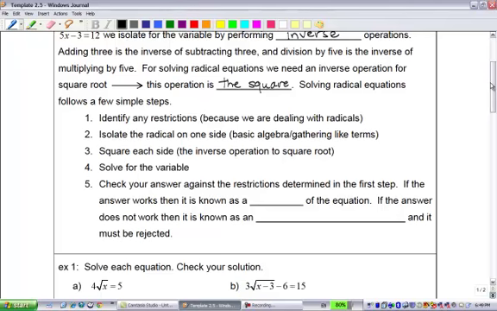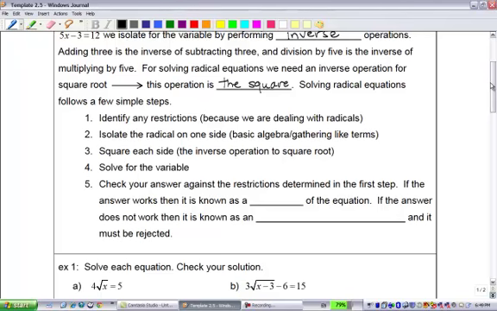The first step really is to isolate the radical on one side. If we have to gather like terms, if we have to use basic algebra, that's what we're going to do. We then square each side, solve for the variable, and check. Now, checking your answer against the restrictions determined in the first step is the important part here.